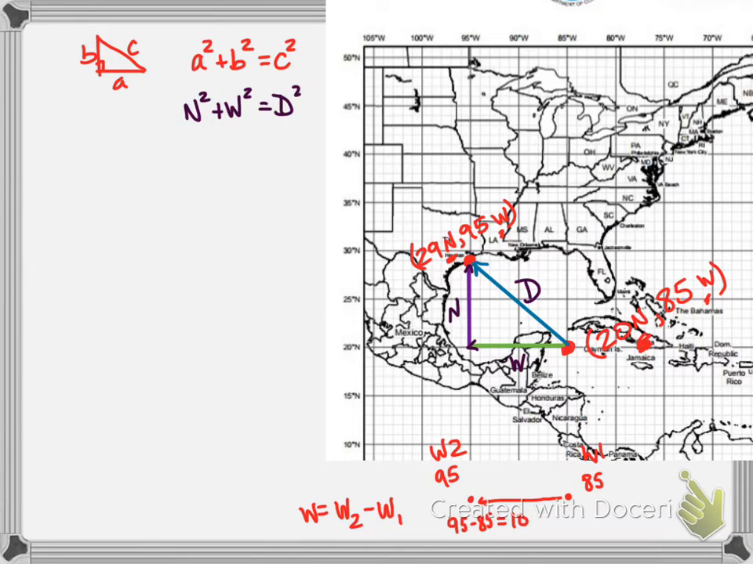For the north, we do the same thing. Our north is going to be the second one minus the first one. In this case, our second one is 29 and our first one is 20, so this is 9. Then we plug that in: d squared equals n squared plus w squared.